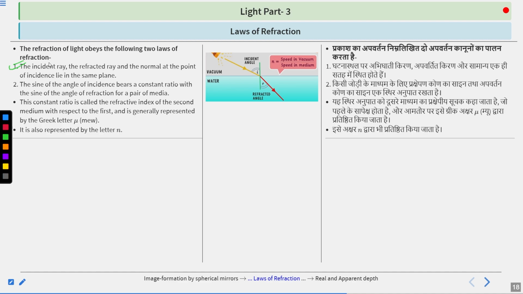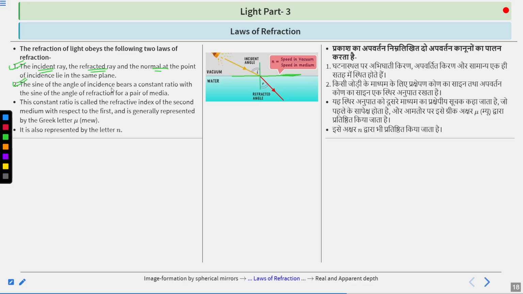The first law says the incident ray, the refracted ray, and the normal at the point of incidence lie in the same plane. So these are the two surfaces, vacuum and water, lighter and denser. This is the light ray coming, the incident ray, then this is the refracted ray. Now you can say they both and the normal are on the same plane. So the first law states that the incident ray, refracted ray, and the normal all lie in the same plane.